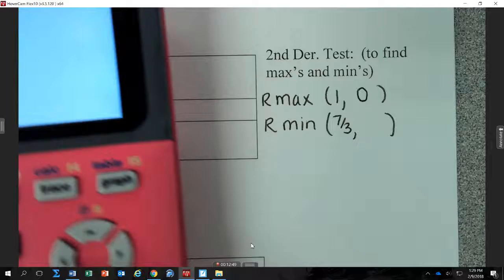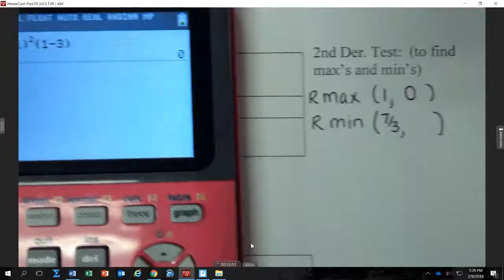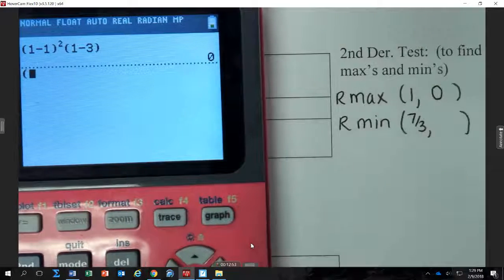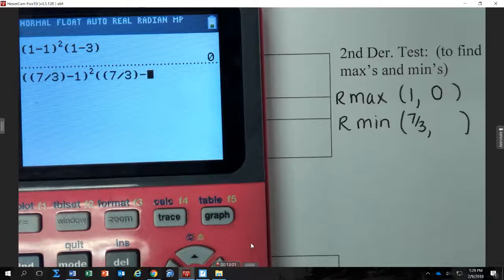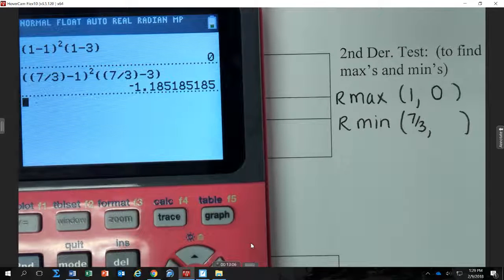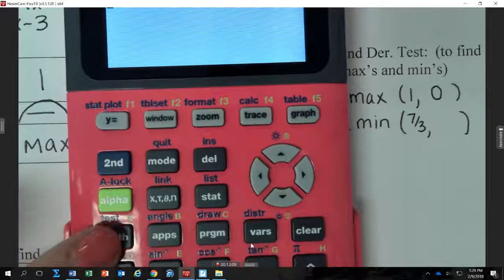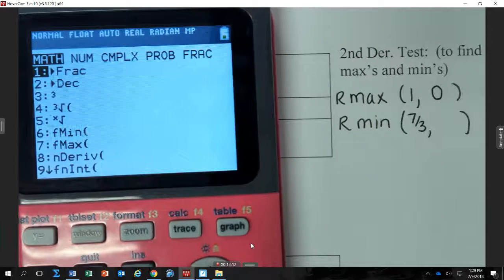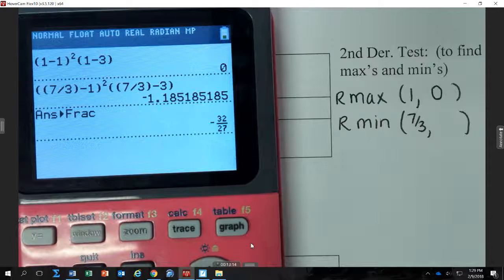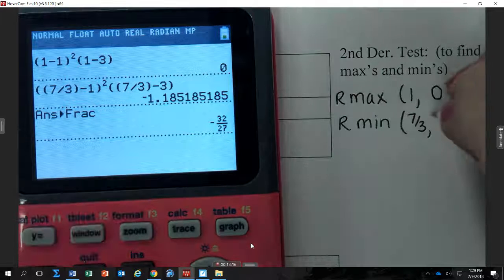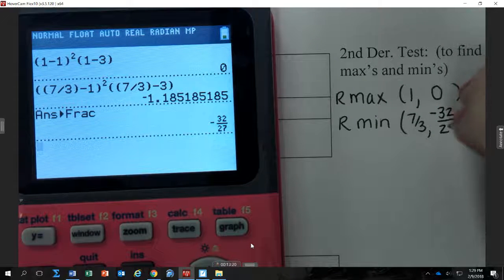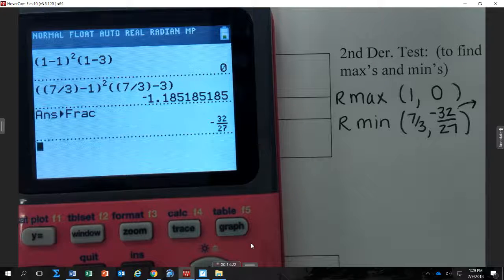And then I'm also going to plug in 7/3 into my original function. So I'm going to have 7/3 minus 1 squared times 7/3 minus 3. So I get this crazy decimal, and I'm going to hit the math button and convert it into a fraction. So I get negative 32 over 27, which I'm going to just note. It's about negative 1.2 approximately.